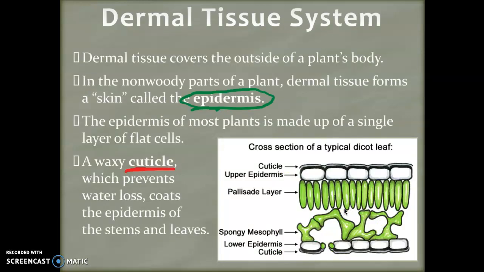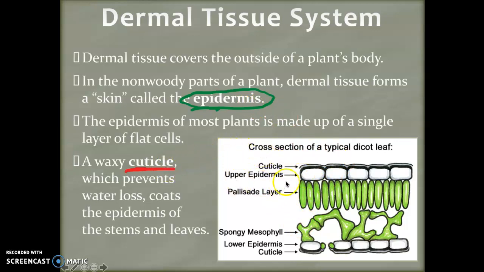I'm starting off with the dermal tissue system. Like I said, this tissue covers the outside of a plant's body. In a lot of parts of biology, when you hear the word dermis, it's probably referring to outside covering. Even dermal tissue on a plant forms what's called the skin, or the epidermis. So epidermal layer: when you see that word, just think outside covering.